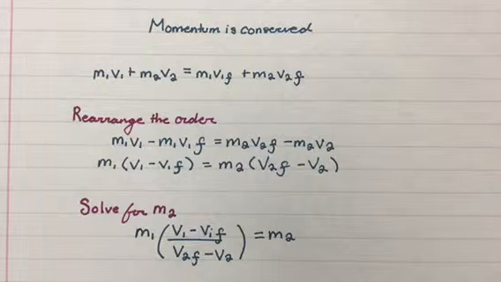Because we moved the masses to opposite sides, we can now solve for m2 by dividing both sides by (v2 final minus v2). This gives us the final equation: m2 equals m1 times (v1 minus v1 final) over (v2 final minus v2).